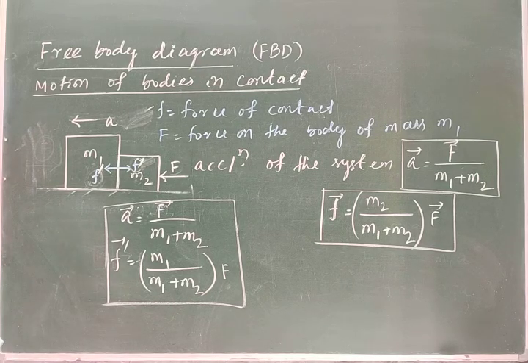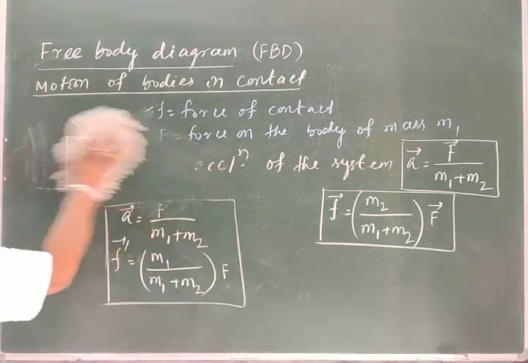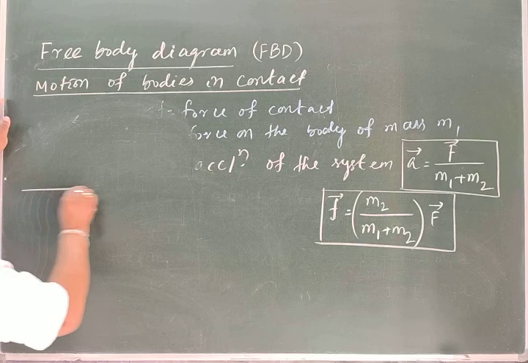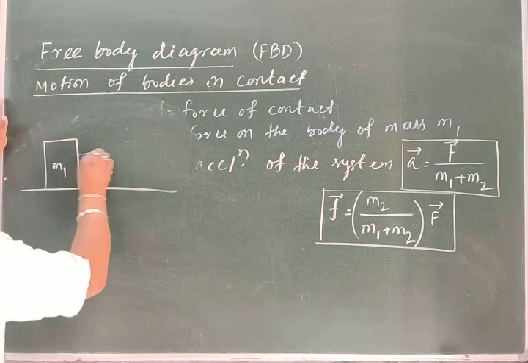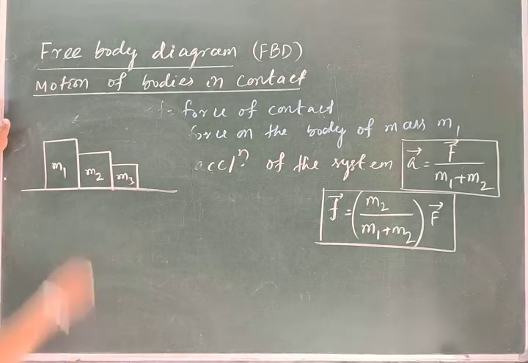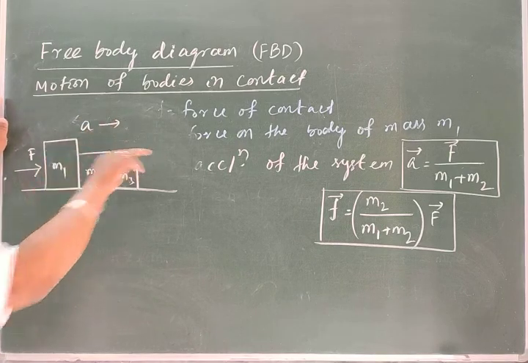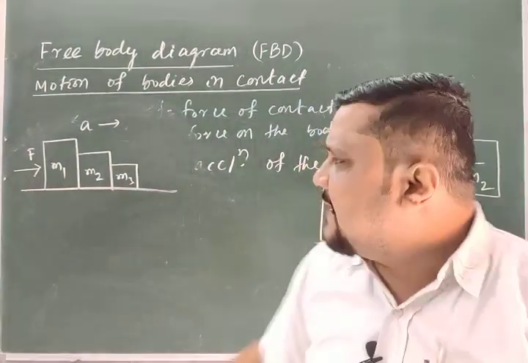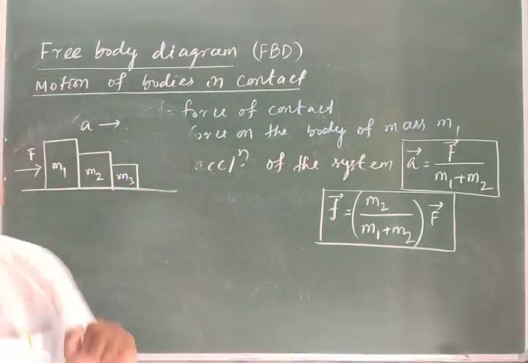So this is the motion of bodies in contact. Then from here I will give you a homework. If three bodies are in contact, take this as homework. In the same question, one is mass m1 in contact with mass m2, in contact with mass m3, and a force is applied on mass m1 and the acceleration is along the direction of the applied force. Now we find this acceleration and the contact forces between m1 and m2 and m2 and m3, and those must be different.